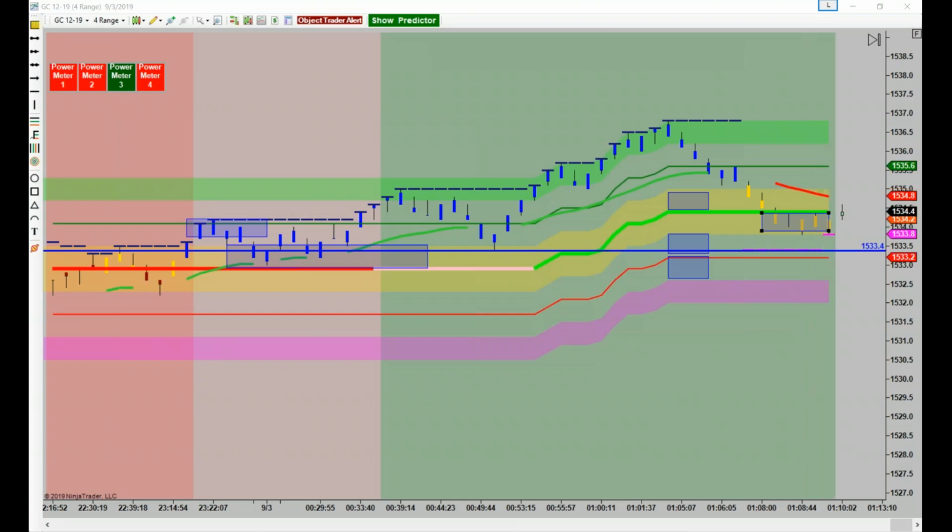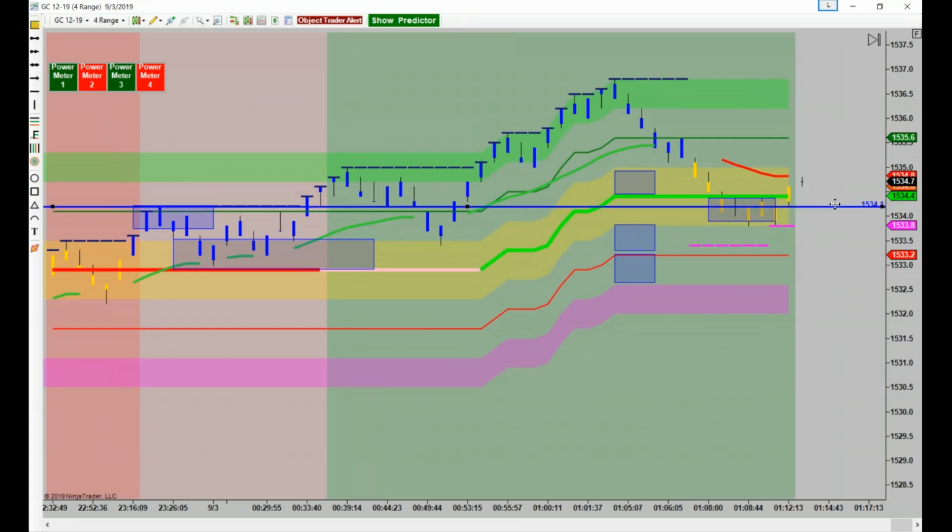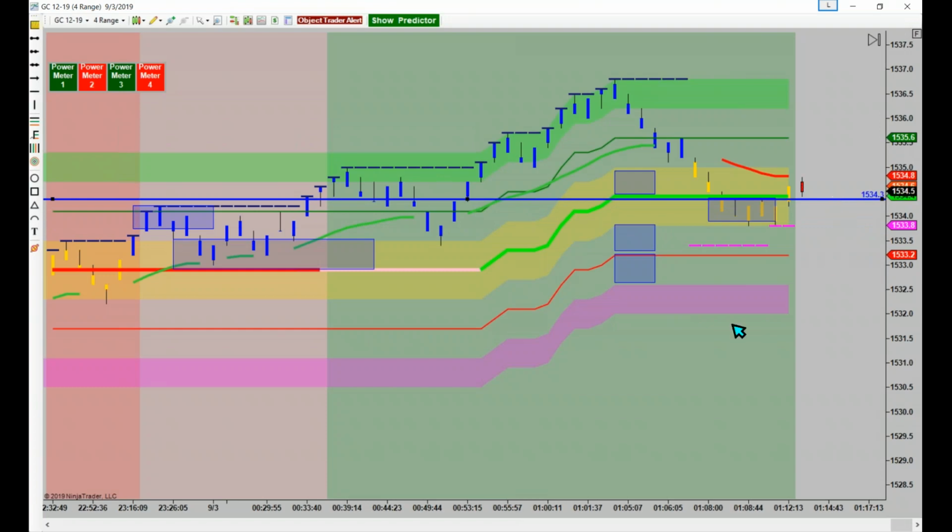We're boxed in. We're in the trade if you're a touch type trader. If you're waiting for the close, you might not be in this yet. So touch type traders are in. Don't let it go back in the box. See what it does.